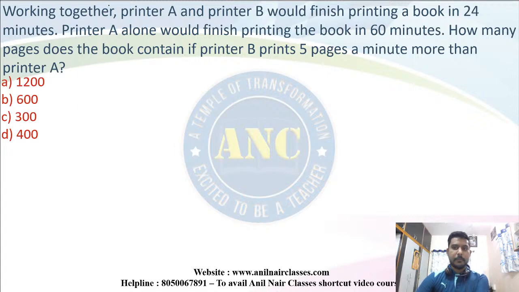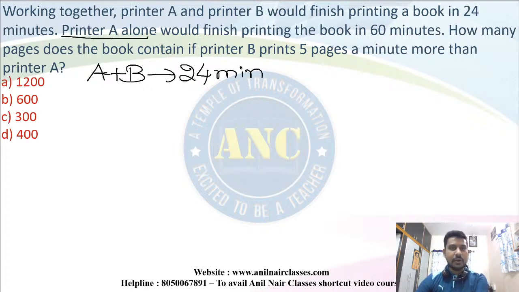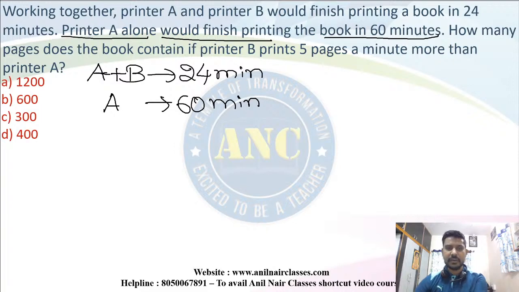Working together, printer A and printer B would finish printing a book in 24 minutes. So A plus B together, it is given in the question as 24 minutes. Printer A alone would finish printing the book in 60 minutes. Now forget about the next statement.